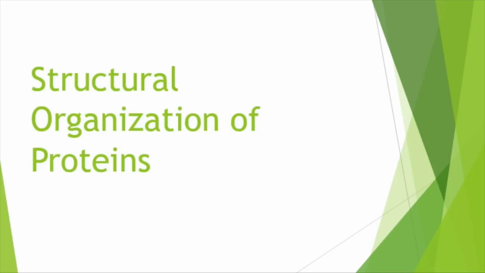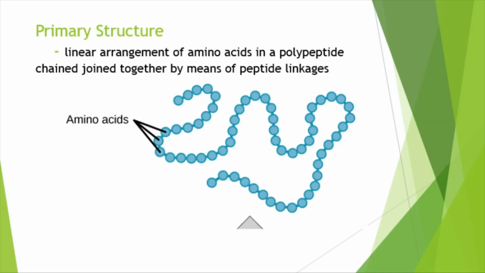This is what you heard a while ago regarding the denaturation of proteins, because only secondary, tertiary, and quaternary structures are the ones being denatured. So first, let's go to your primary structure. These are linear arrangements of amino acids in a polypeptide chain joined together by means of peptide linkages. So this is a straight chain of amino acids bonded to each other by means of peptide linkages.